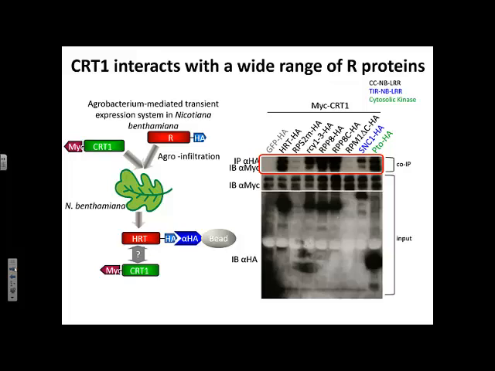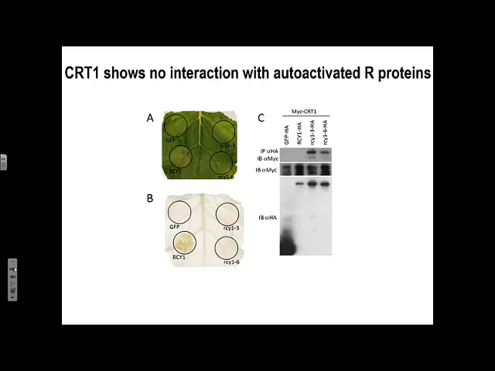That maybe was good news or bad news, because they all interact, except GAPHA, which is serving as the negative control. So here we show that a wide range of R proteins interact with CRT1. The first response from my colleague was, hey, that's got to be flawed.